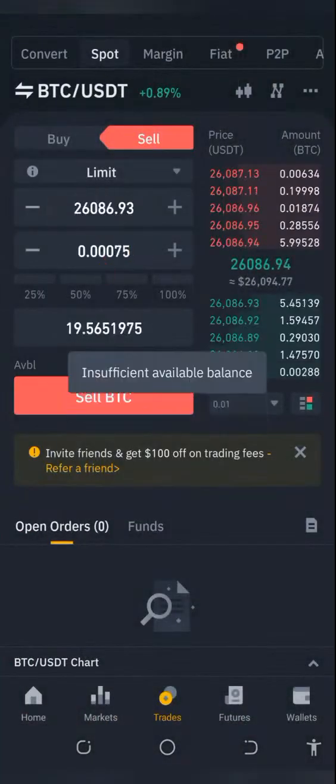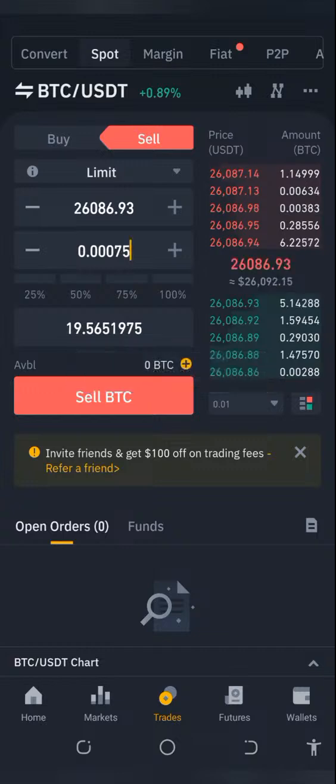I'll go back and check. You can see we're definitely going to be at a loss. It's going to be 19.56. So you just imagine what we were supposed to get was 20.62, but now what we're getting is like 90 cents less because we had to listen to the order book. Okay, so would I go ahead and do this trade?